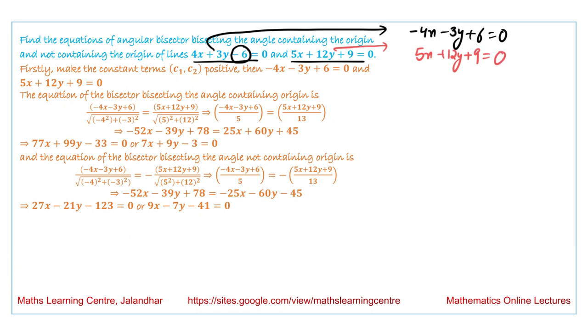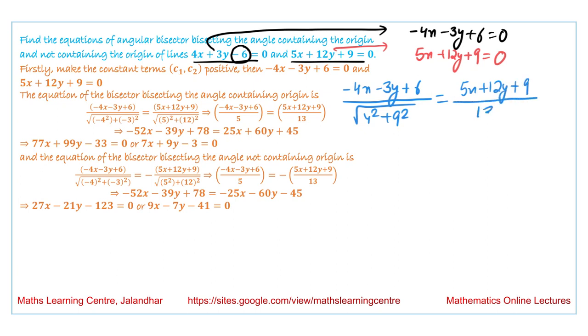So the equation of the angle bisector that we will have is (minus 4x minus 3y plus 6) divided by the square root of 4 squared plus 3 squared, which is 5. We are writing it with the positive sign, so it is (5x plus 12y plus 9) divided by, we will have 5 squared is 25 and 12 squared is 144, so we get 13. So on both sides we are considering the sign to be positive.